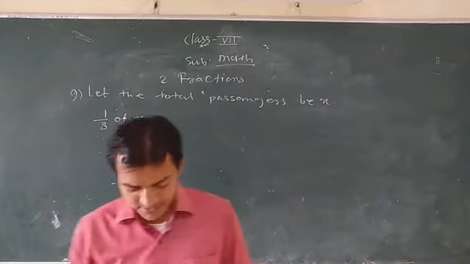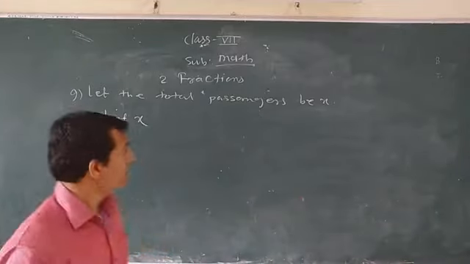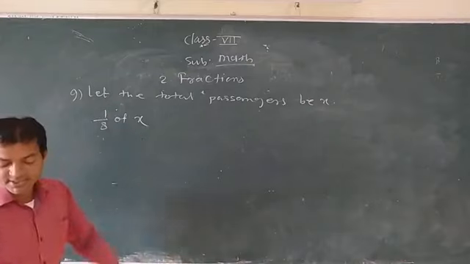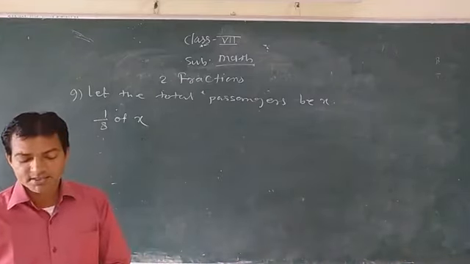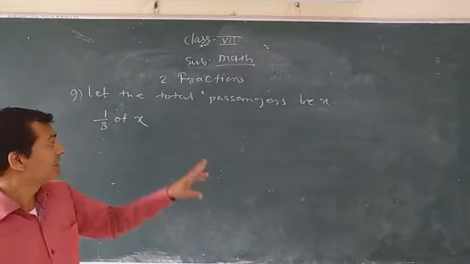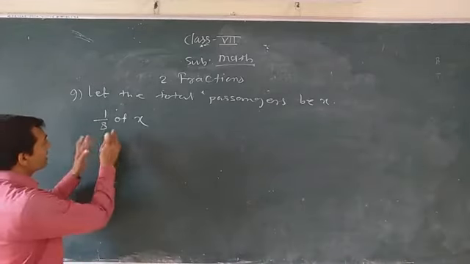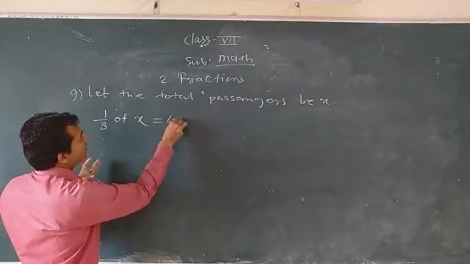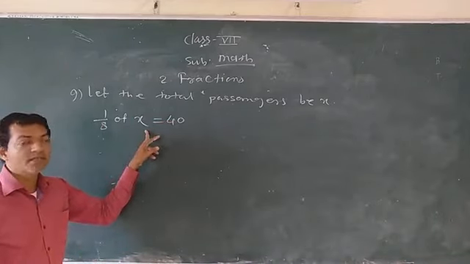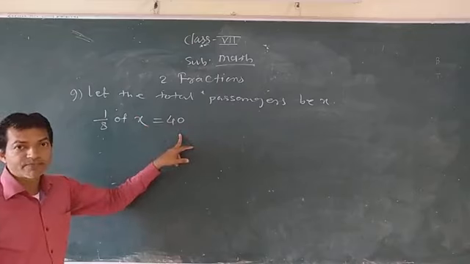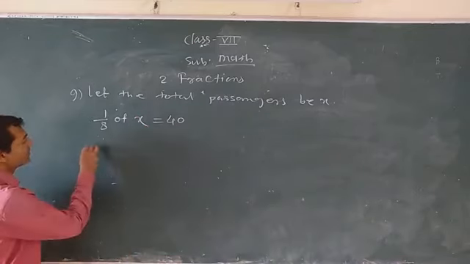Okay, see here. What is given here? 1/8 of X. It is written there. 1/8 of total passengers are children and the number of children is 40. Means 1/8 of total passengers are 40. This is given. So like this you have to write. You have to frame the equation.